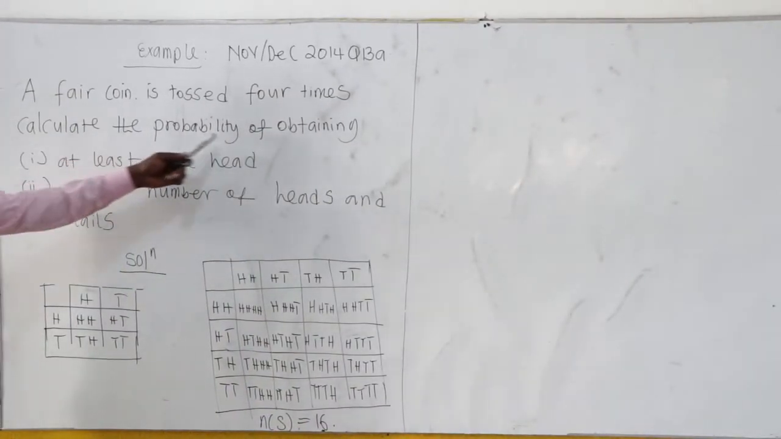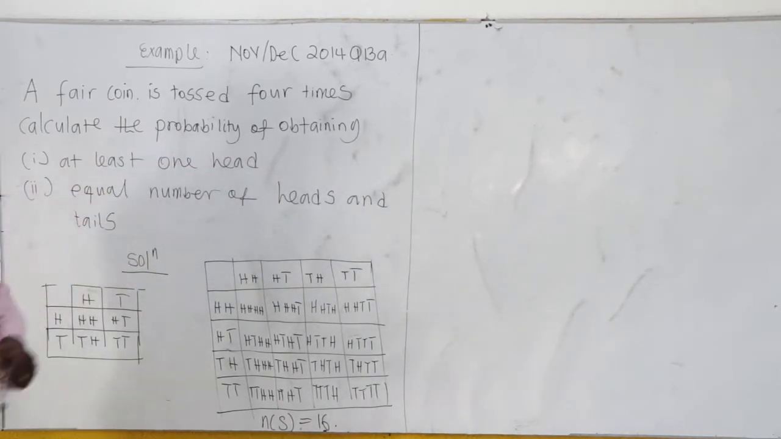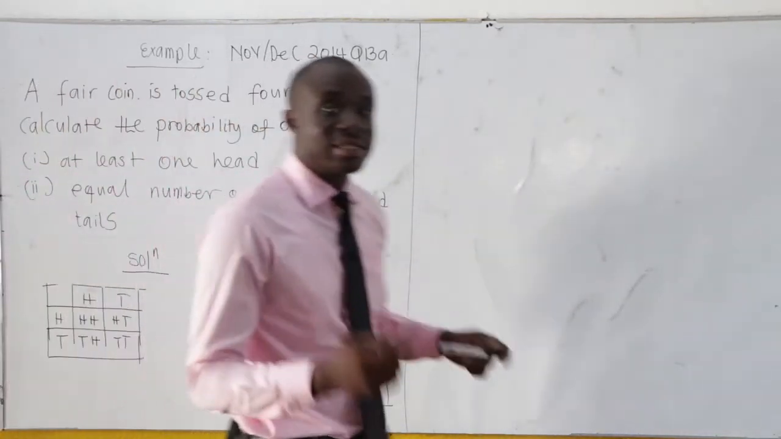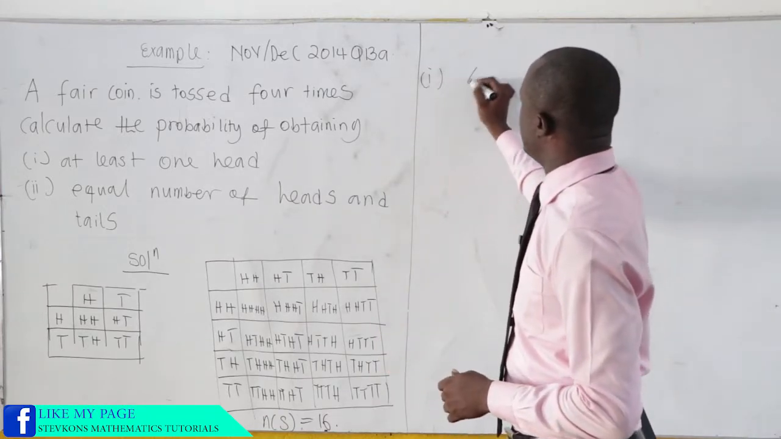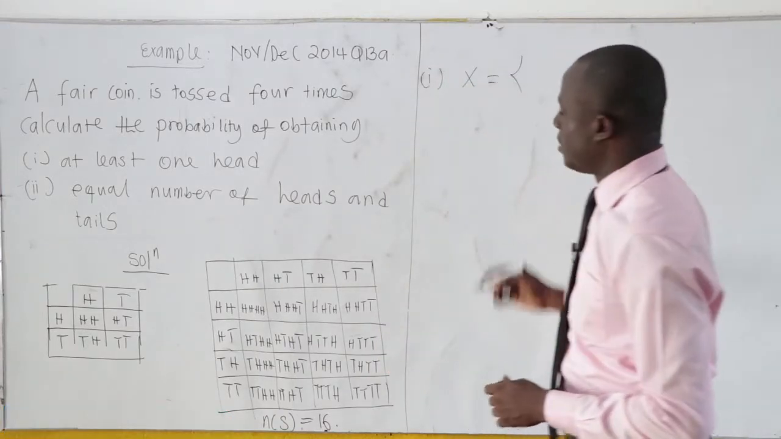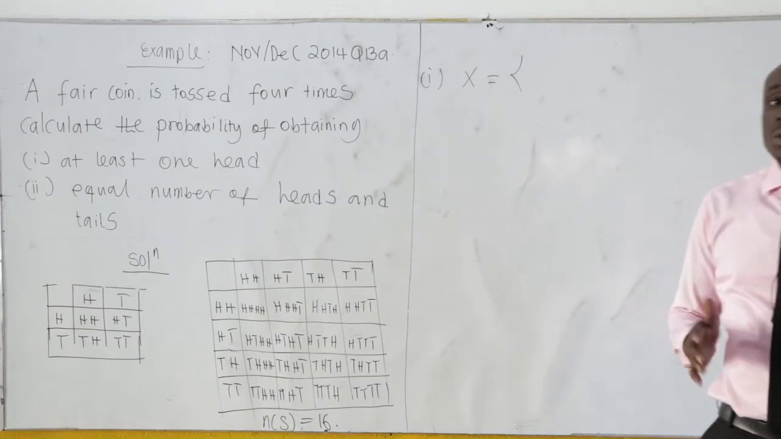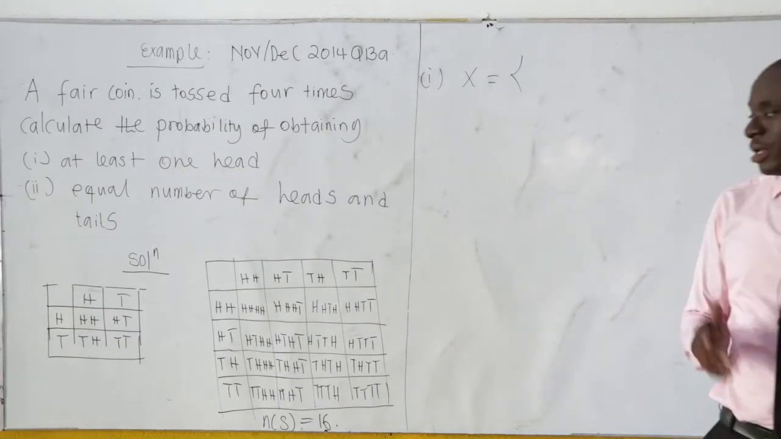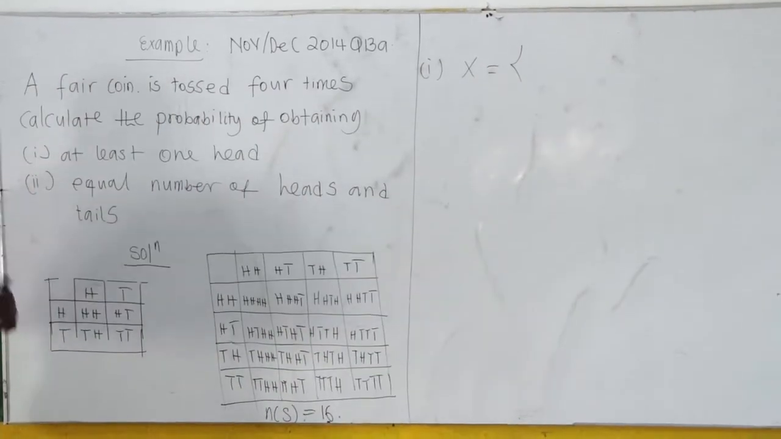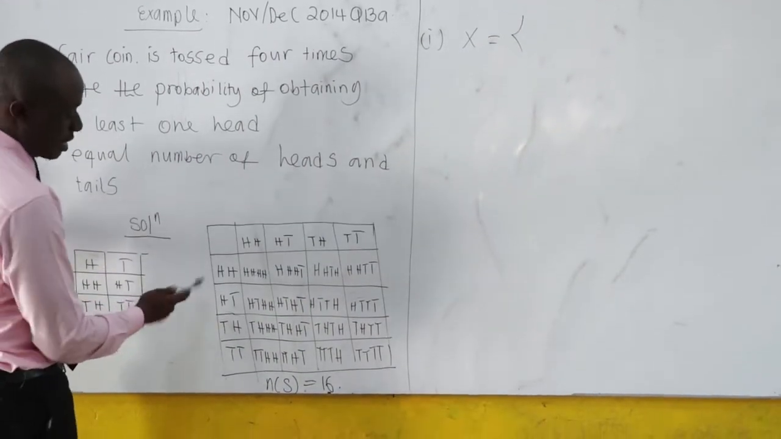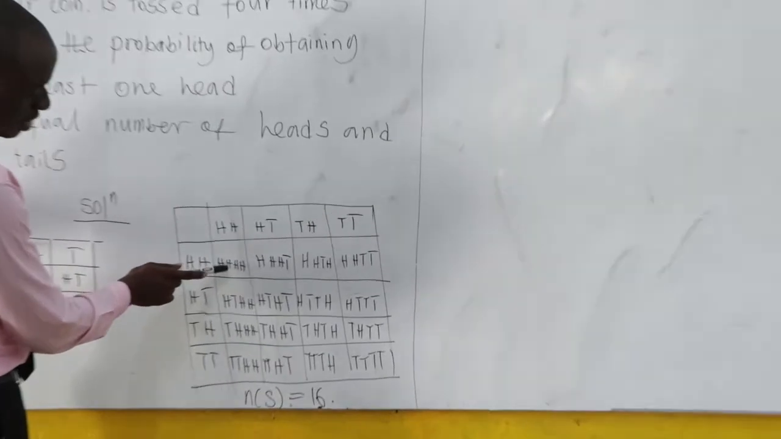Now calculate the probability of obtaining at least 1 head. So the event is at least 1 head. Let's suppose that X is that particular event. At least 1 head means what? 1 or more head. Wow, that would be a whole lot. We wouldn't be able to write them. Now, at least 1 head.